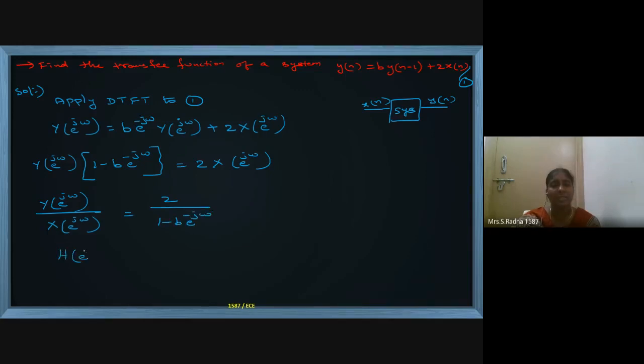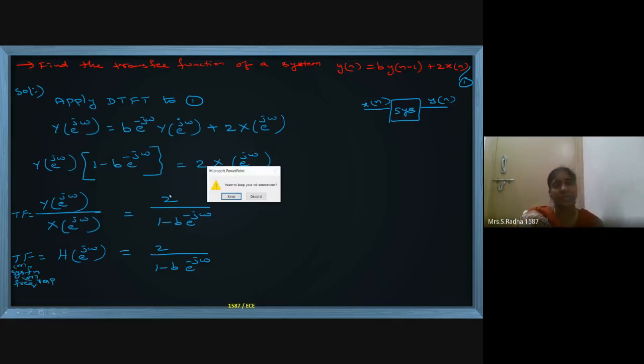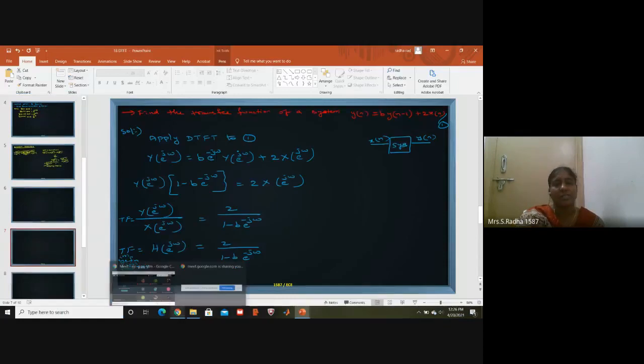This is nothing but H of e power j omega. This is otherwise called transfer function, system function, or frequency response. The answer is 2 by 1 minus b into e power minus j omega. Okay, system function or frequency response. These are the other names for H of e power j omega. So these things are very, very important. The DTFT, system analysis.